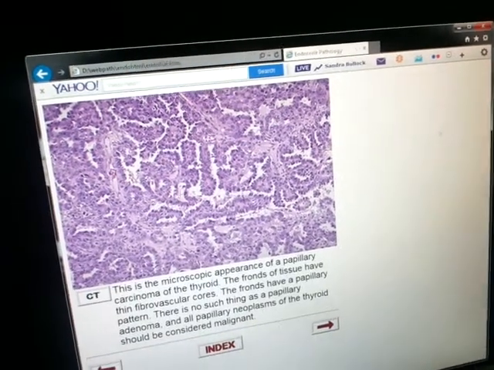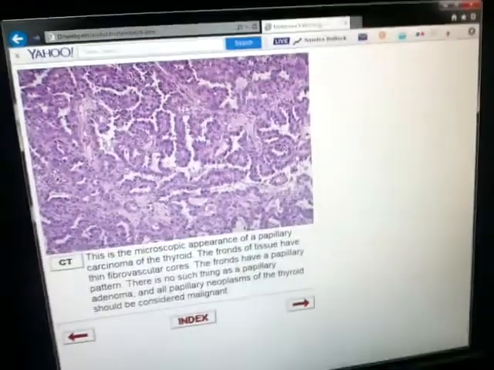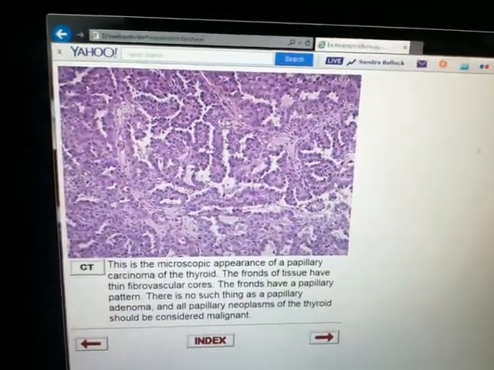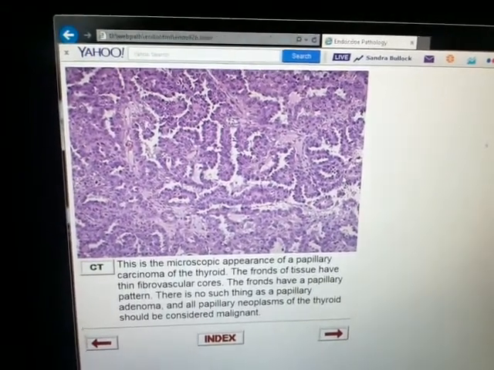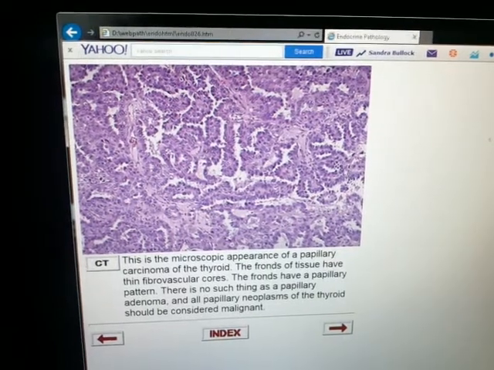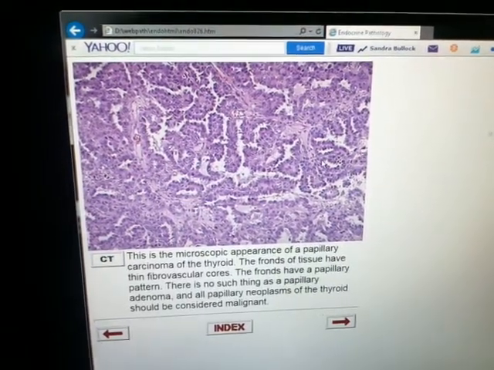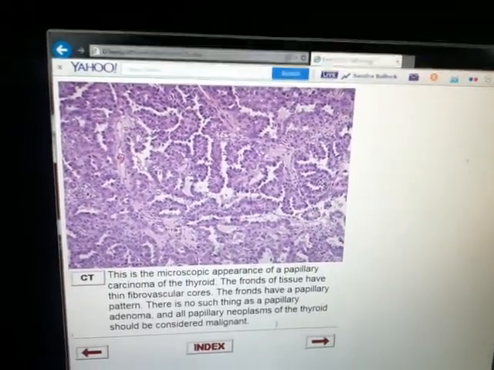Another feature is the presence of intranuclear inclusions, like this nucleus. Here you can notice that the nucleus is blue as usual, but there is like a bare bubble within the nucleus, corresponding to intranuclear inclusions. These are some of the nuclear features of papillary thyroid carcinoma.